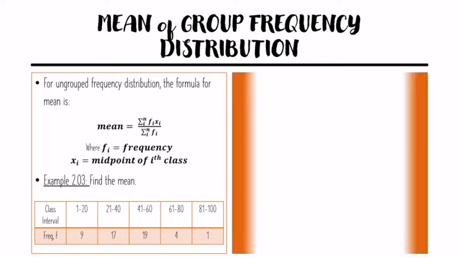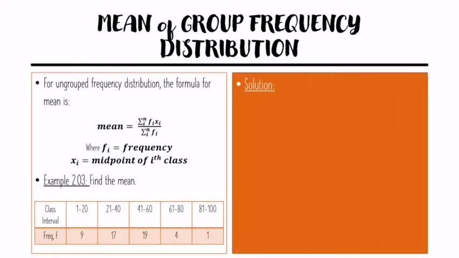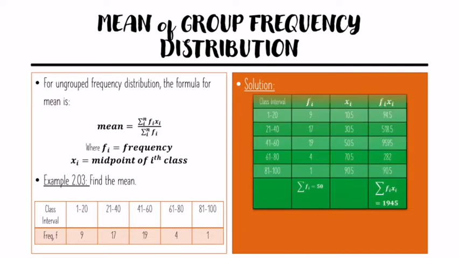Find the mean. Since this is a group frequency distribution, we have the original class interval, Fi, and we have to find the midpoint. How to find the midpoint? You have to remember the midpoint equals the upper limit plus the lower limit divided by 2. So 20 plus 1 divided by 2, so 21 divided by 2, you get 10.5. That's how you calculate your midpoint.